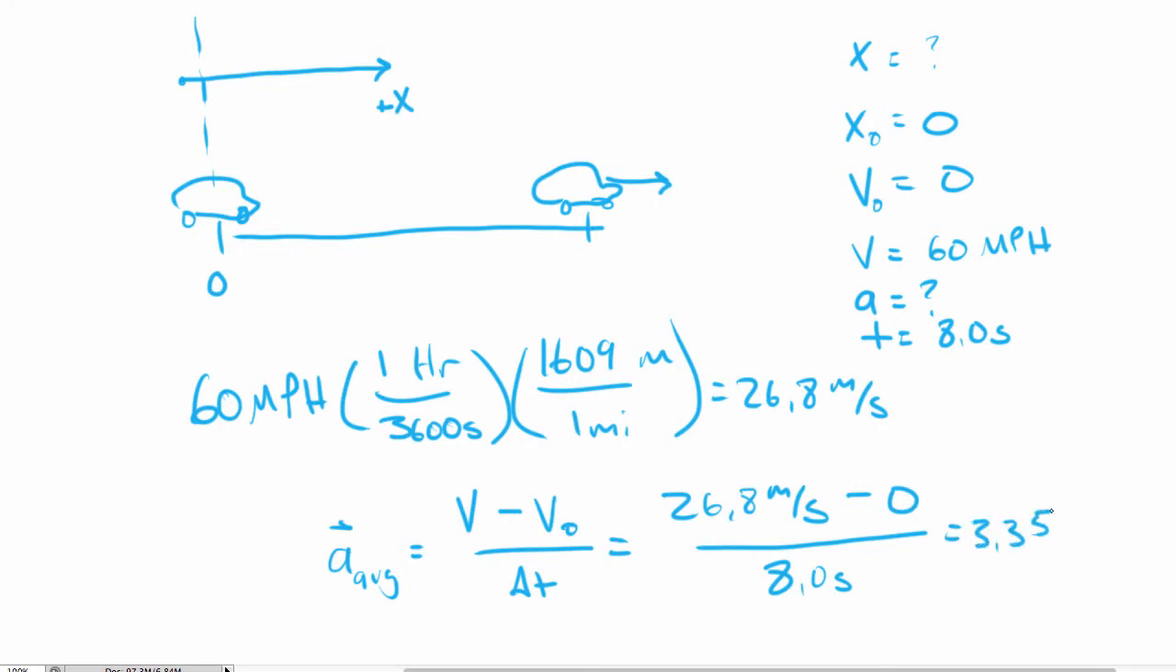And if you solve that, you get 3.35 meters per second squared. Meters per second on the numerator, another second in the denominator, meters per second squared. All right, acceleration's a vector. What's the direction of my acceleration? All right, good. It's in the positive x direction, or to the right, however you want to label that. You've got to make sure to include the direction if it's a vector.